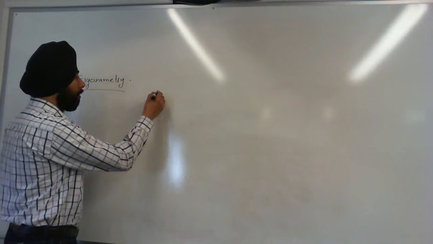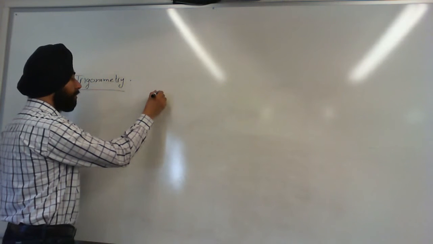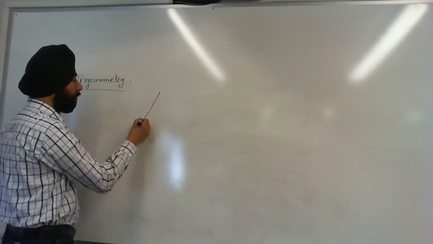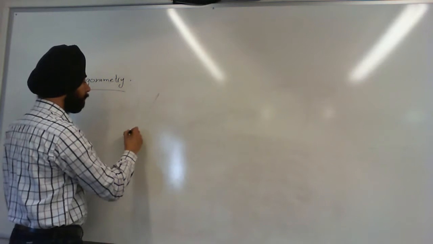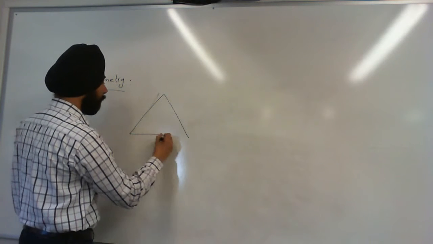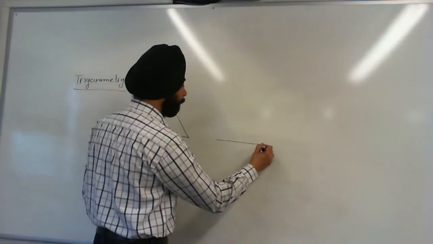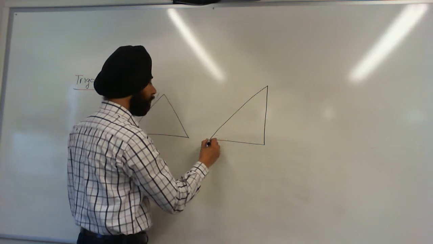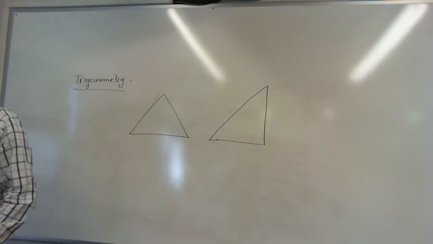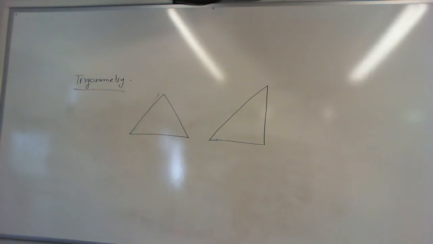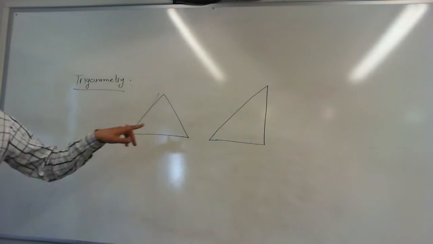Okay, the first thing that you need to know is the difference in different triangles, and this is what we did actually yesterday. You will see two different types of triangles. One type will be like this, and the other type will be like this. What's the difference between these two triangles?